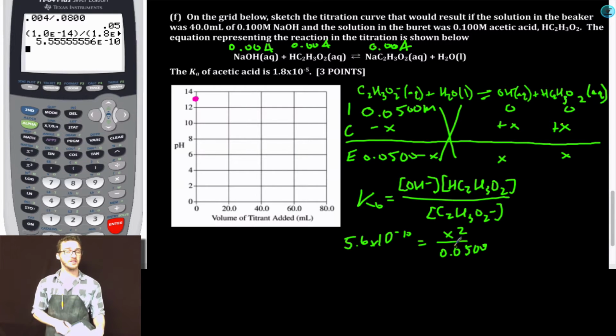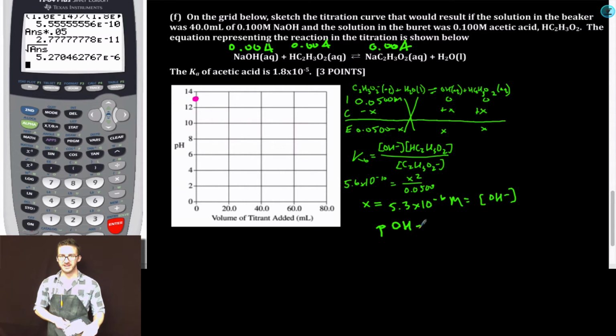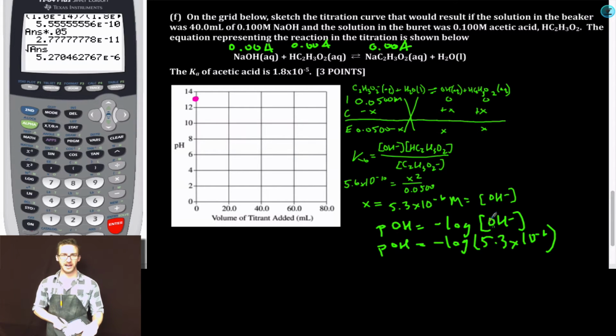I made the x-small approximation in my head. Totally fine because we're just coming up with a sketch. So let's solve for x. Multiply 0.05 by the answer, then square root. So our hydroxide ion concentration is 5.3 times 10 to the minus 6 molar. pOH equals negative log of the hydroxide ion concentration. We just solved for the hydroxide ion concentration. Calculator time: negative log of the answer.